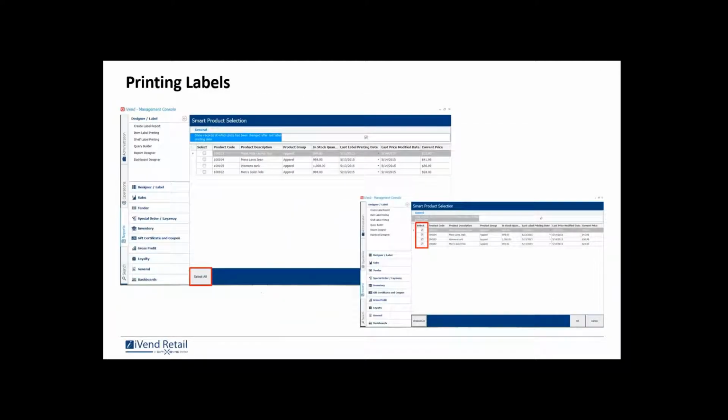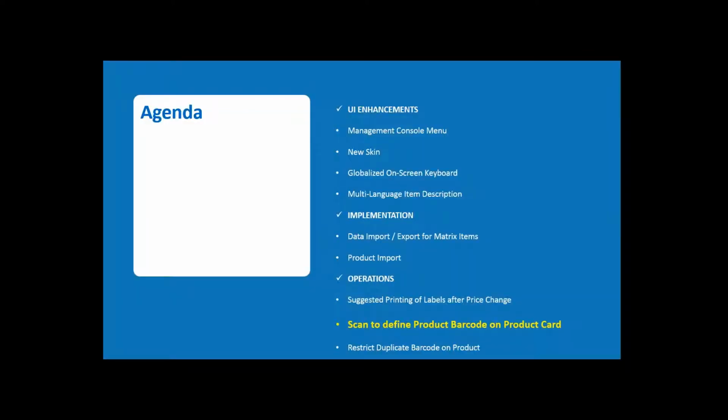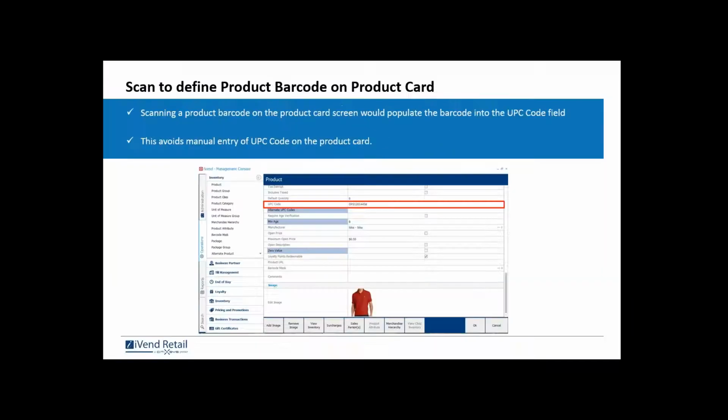Going further with these, after these print labels, we have a couple of enhancements related to barcode. One, we have enabled iVend to scan or define the product barcode on the product card. Now, if I just tell you the story behind this functionality, at times we had requests from the retailers that they want to use the barcode of their manufacturer itself. They are not going to have their own UPC defined codes. So what they required was a functionality wherein they can simply go to the product window, go to this UPC field, scan the existing barcode on the product, and the barcode gets captured in iVend.